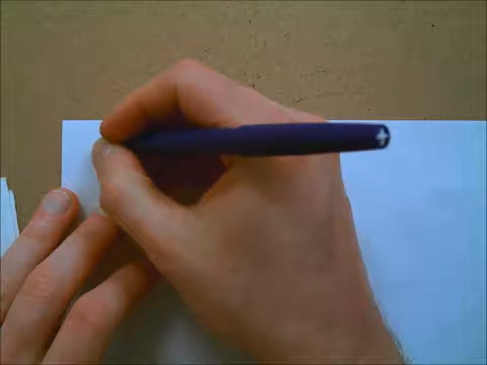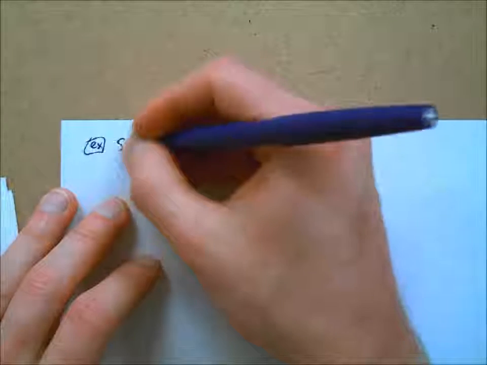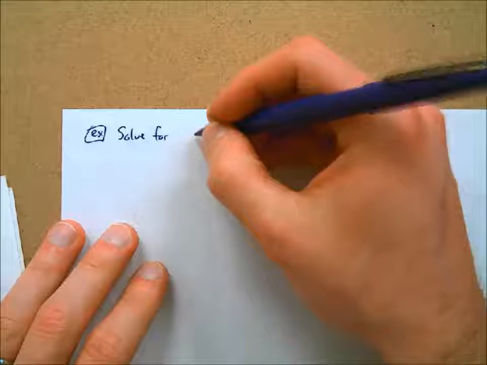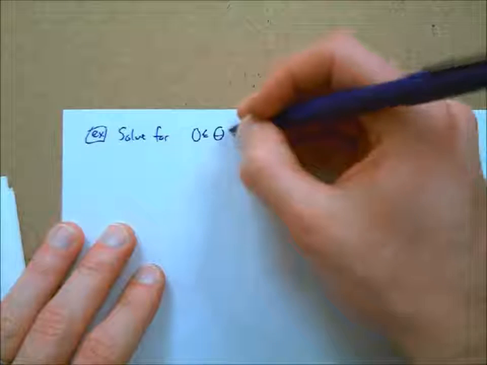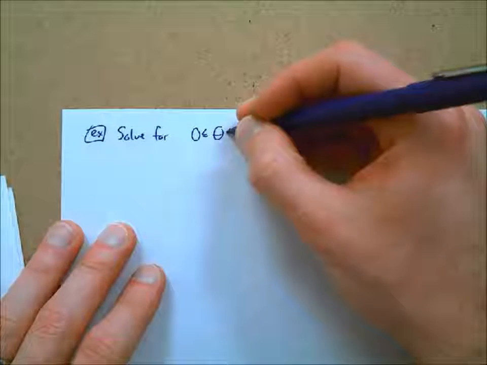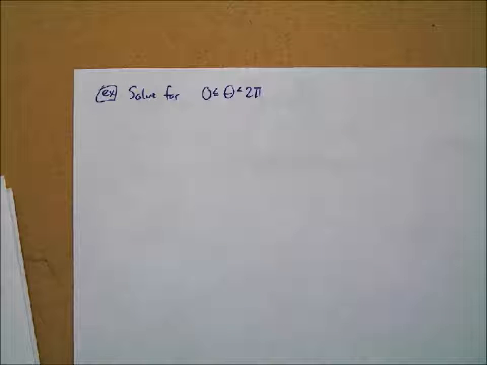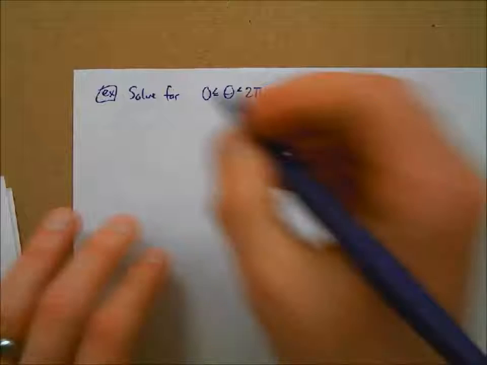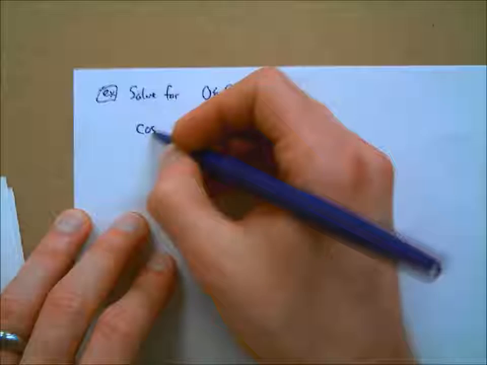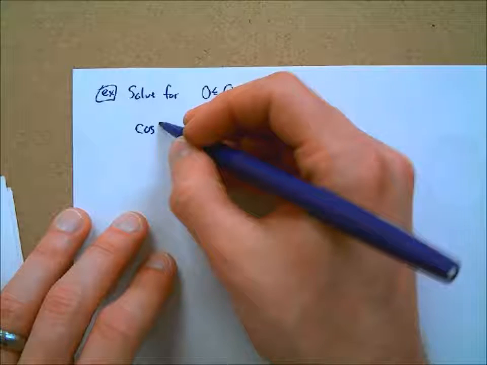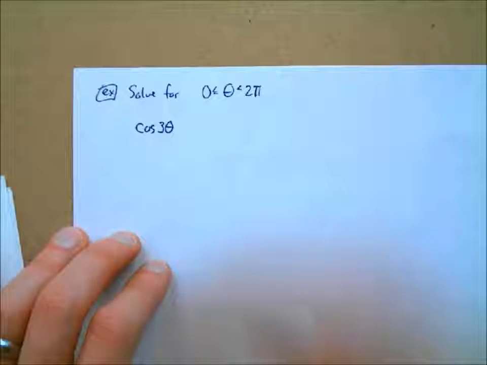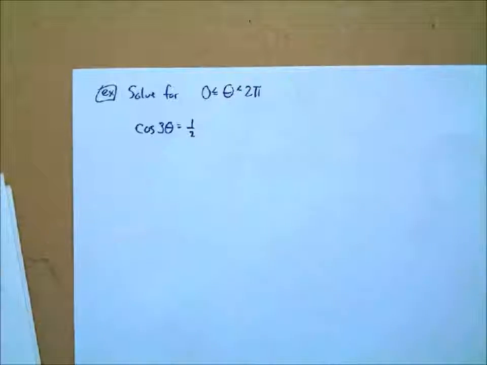Okay. And we'll do this one here. So again, solve for 0 less than or equal to theta less than 2 pi. Okay, so that'll be our work there that we're going to do. And let's say we've got cosine of 3 theta equals 1/2.